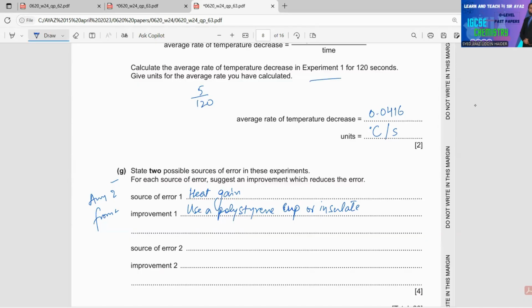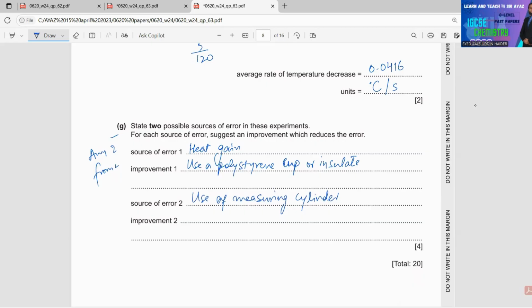Use of measuring cylinder. This can also be the error. Measuring cylinder gives us approximate volume. So we can use any glassware of higher precision or accuracy, like burette. Use apparatus of higher precision or accuracy, like burette.